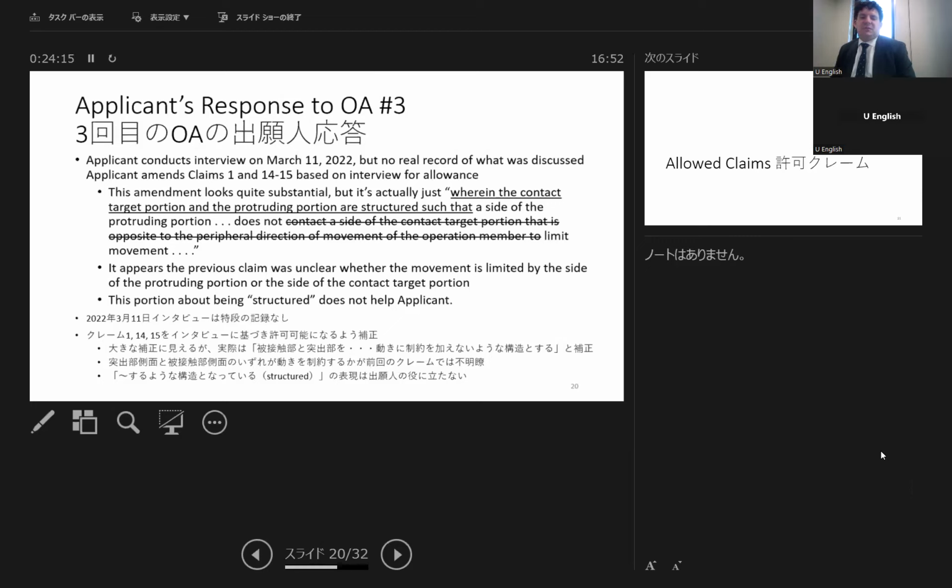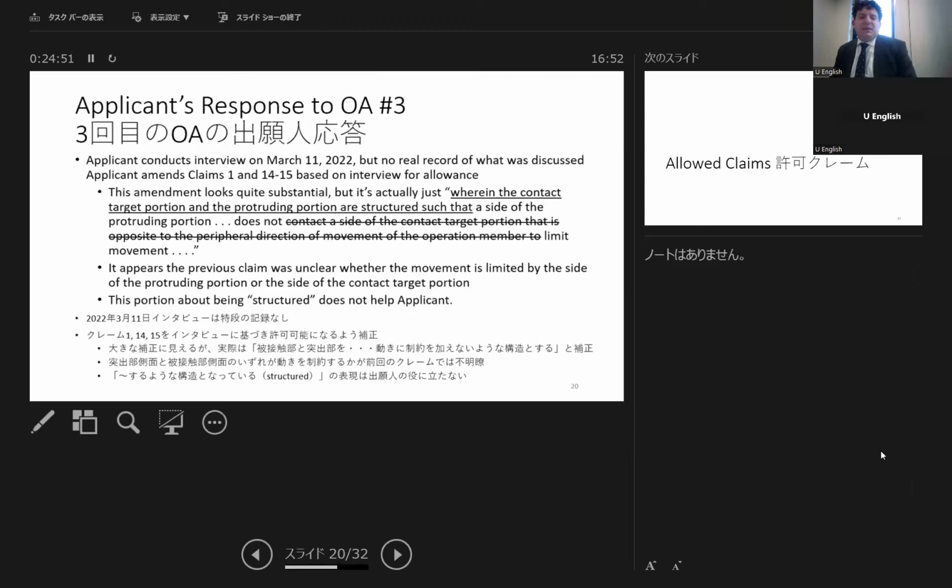If you look at the actual filed documents, this amendment looks quite substantial, but it's just what I've shown here. It's much shorter than what it looks like in the filed documents. And so basically, it now just reads, wherein the contact target portion and the protruding portion are structured such that the side of the protruding portion does not limit movement. They're kind of taking this struck out portion and moving it up a little bit in the claim. Or I'm sorry, they're actually just broadening it in a lot of senses.